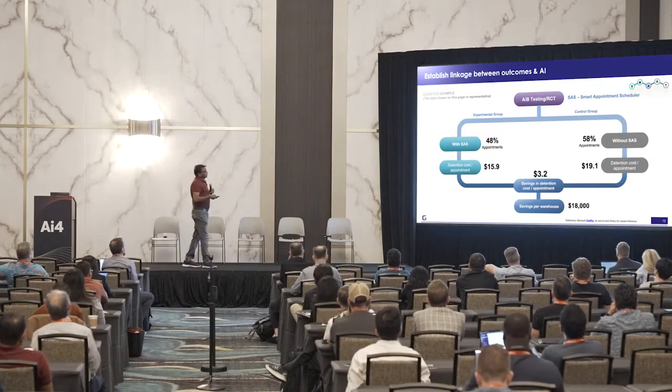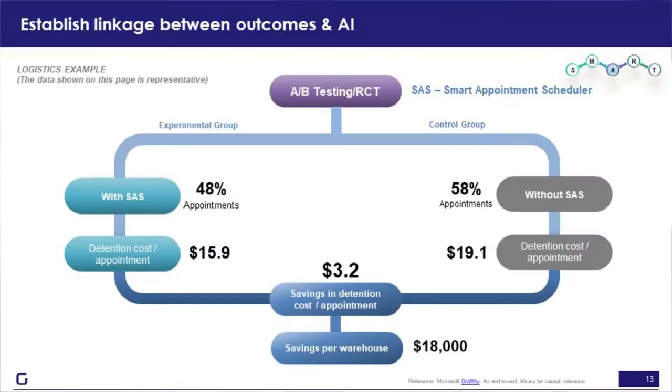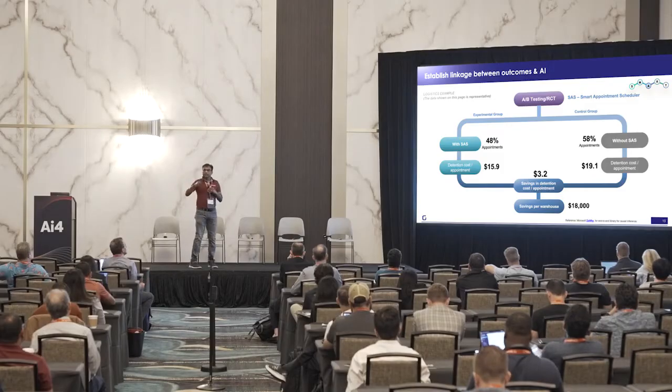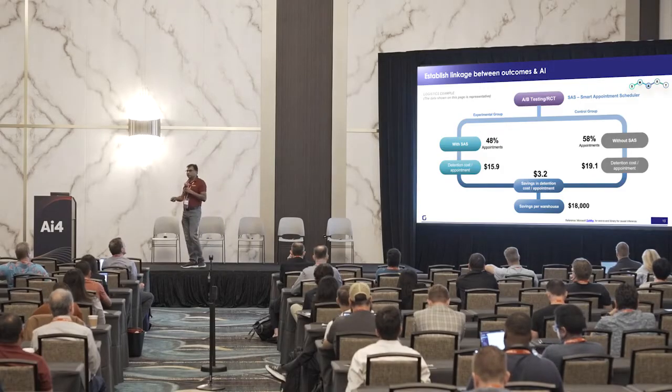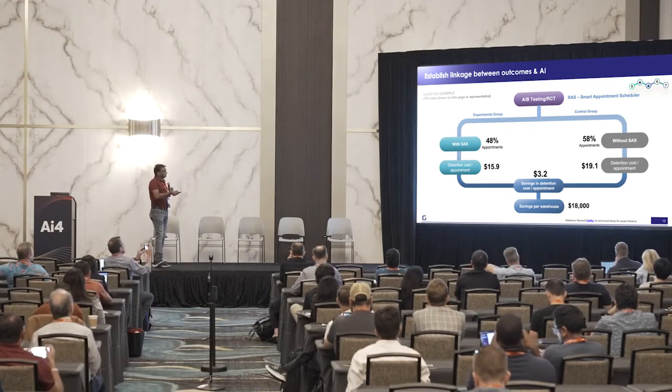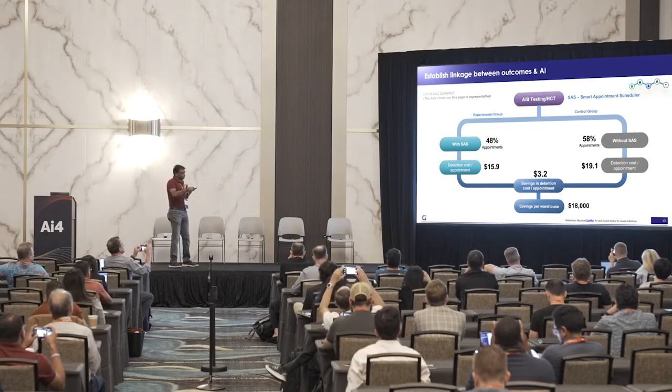Now you are trying to establish always a linkage of outcome with AI. What would have happened if I had not done this? What would happen if I had done this? Typically, you do this using A/B testing or randomized control testing. There are various ways to apply it. So we broke it down into a control group and an experimental group.